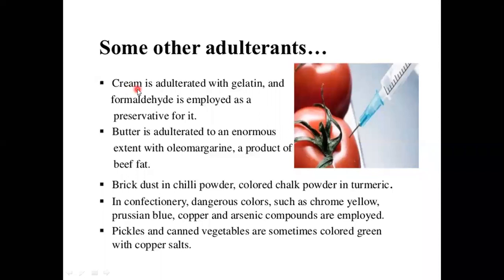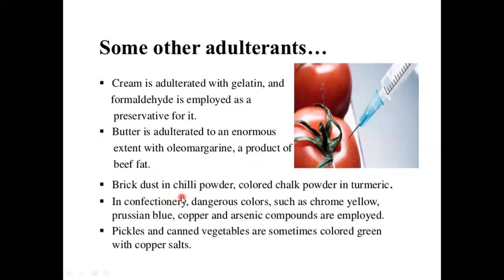Like cream, it gets adulterated by gelatin and formaldehyde, which is employed as a preservative. Then butter gets adulterated to an enormous extent by oleomargarine, which is a product of beef fat. So cream and butter also get adulterated by certain components like gelatin and oleomargarine, the product of beef fat, respectively.